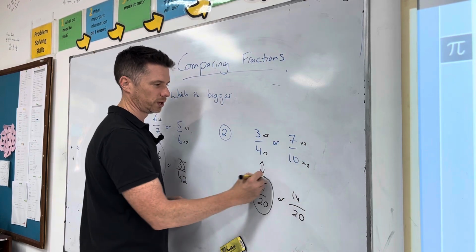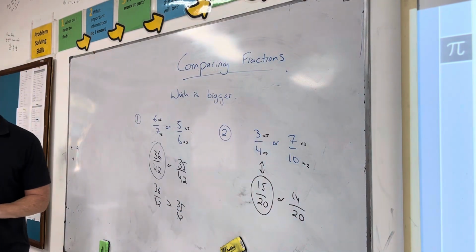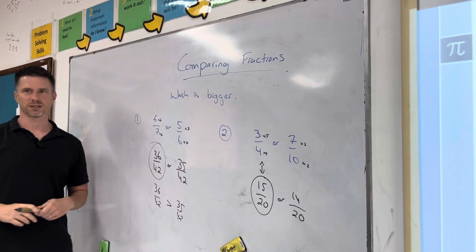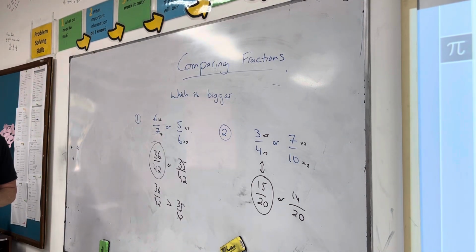So which is the bigger one? The one on the left again is the bigger one. So 3/4 is bigger than 7/10, and 6/7 is bigger than 5/6. Okay.